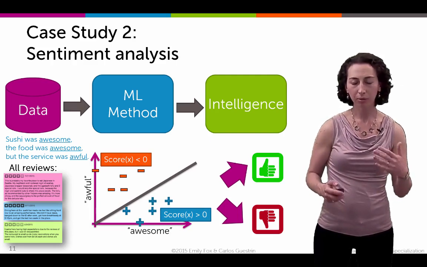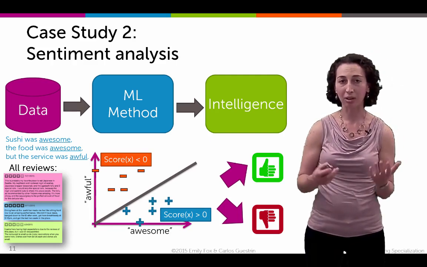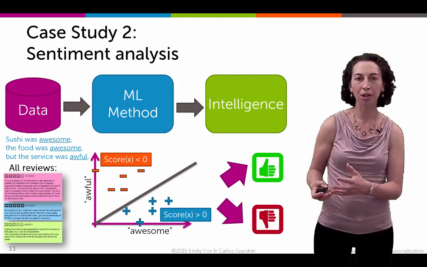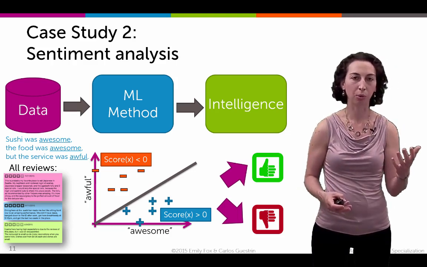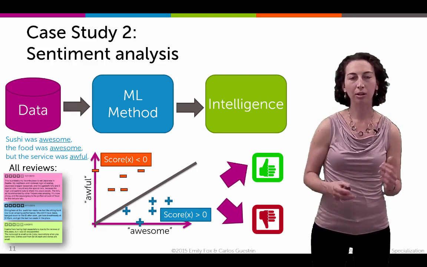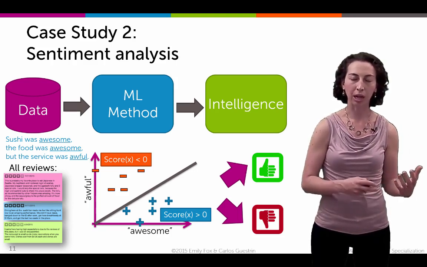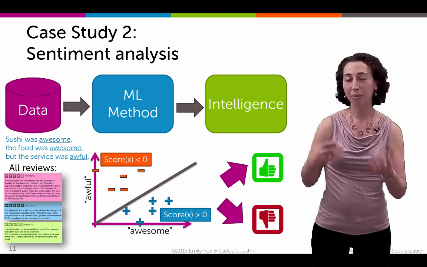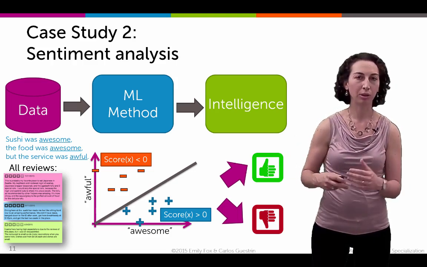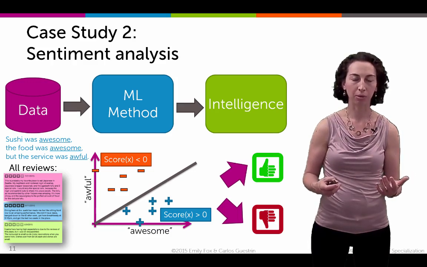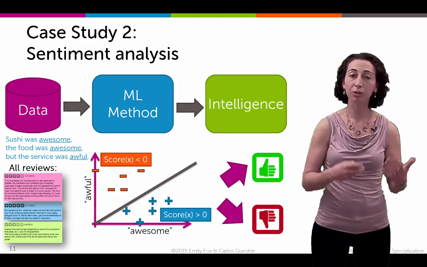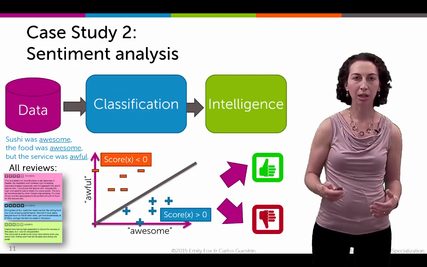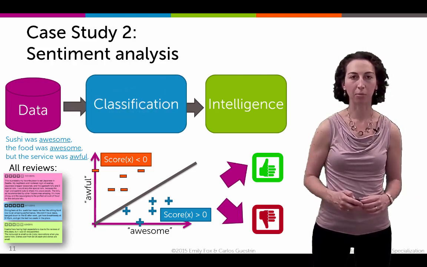So for example, in this case, maybe we might analyze the text of this review in terms of how many times it uses the word awesome versus how many times it uses the word awful. And from these other reviews that we have, we're going to learn some decision boundary based on the balance of usage of these words, whether it's a positive or negative review. And the way we learn that from these other reviews is based on the ratings associated with that text. And so this method is called a classification method.